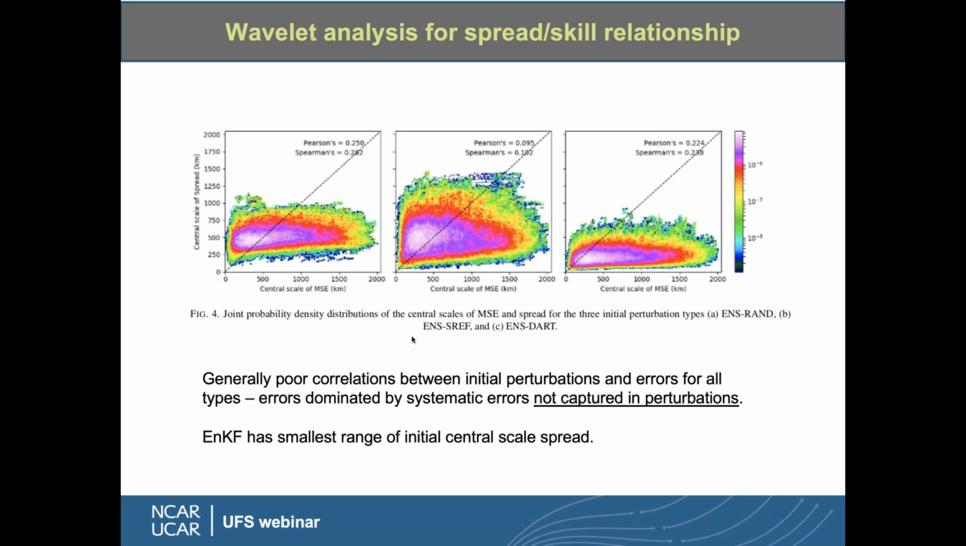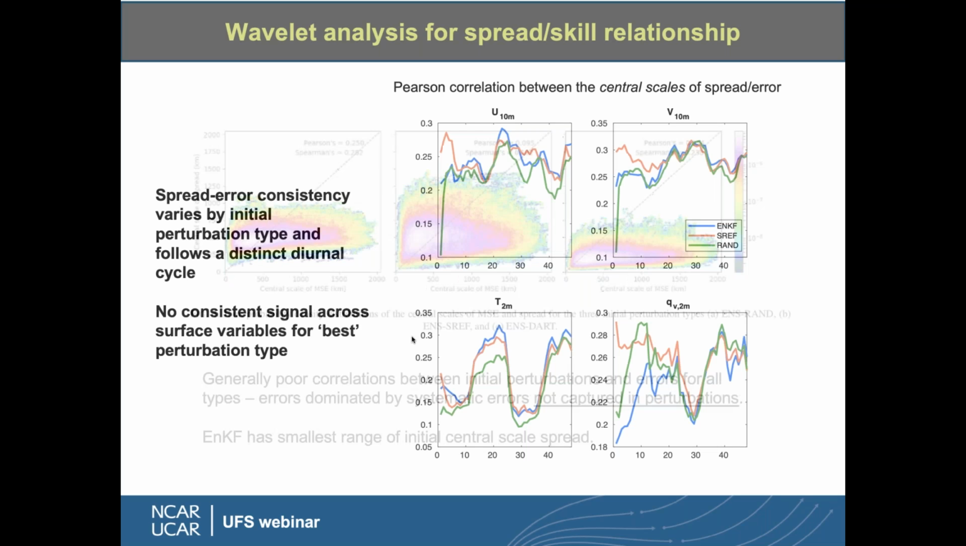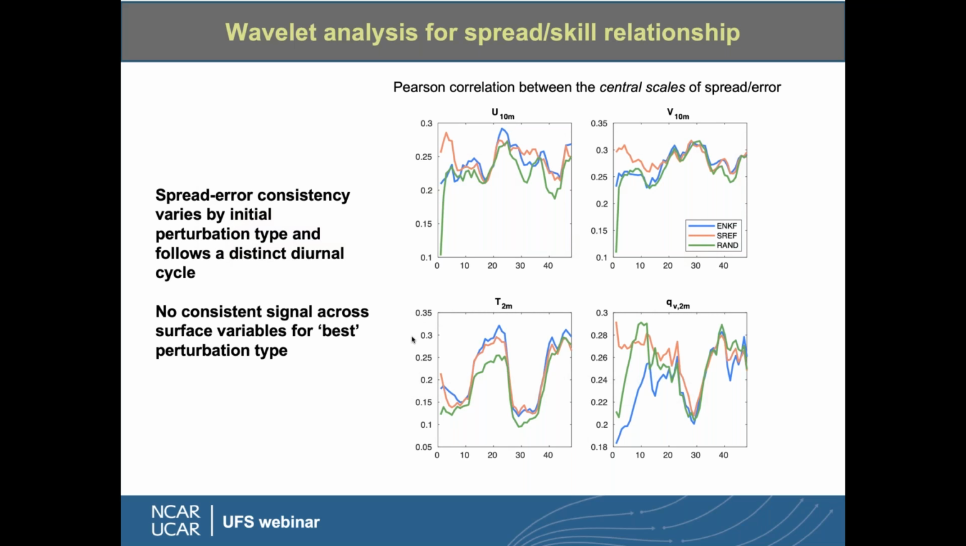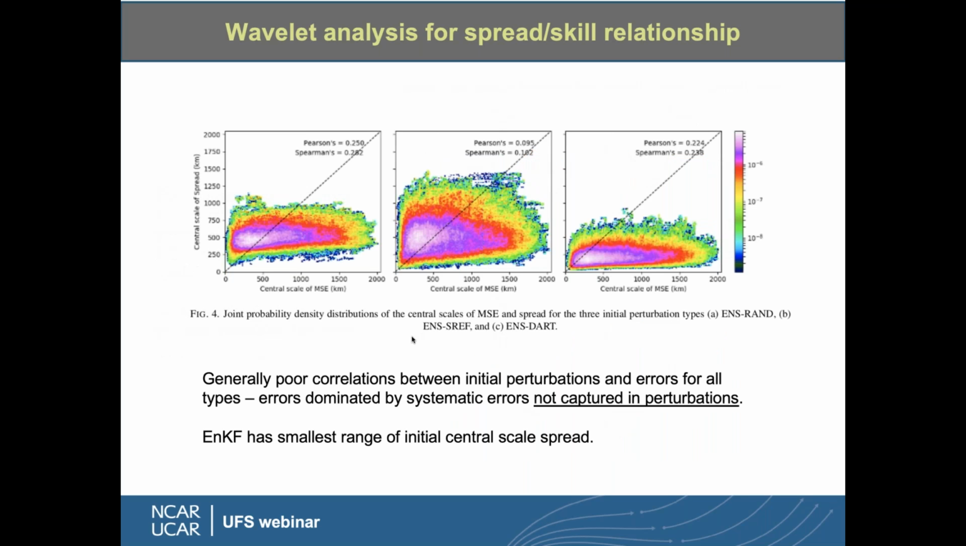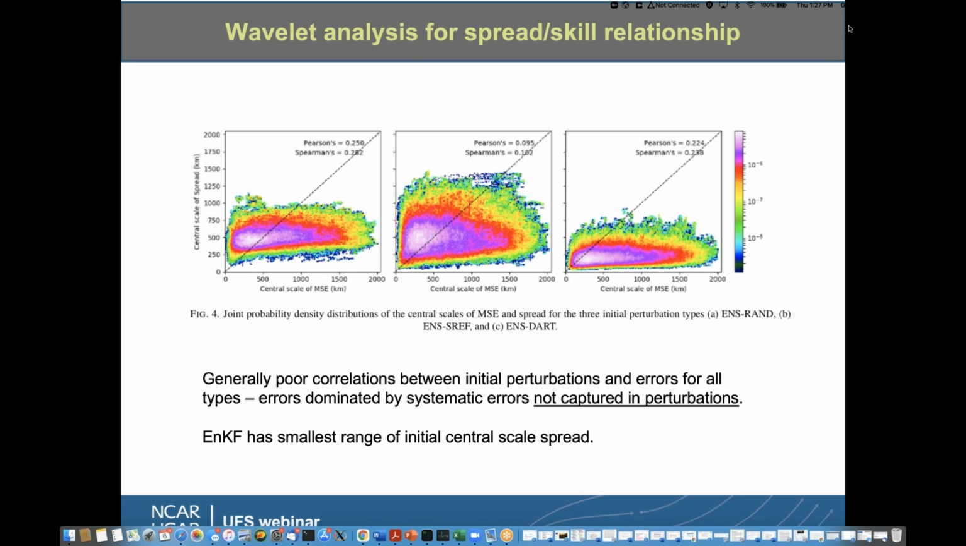In this particular case, we're looking at joint probability diagrams for the different initial perturbation methods. Seems I lost my labels on these, but the one on the left is for random perturbations. The one in the middle is for SREF, the short range ensemble forecast system perturbations. And then the one on the far right is from the Ensemble Kalman filter.